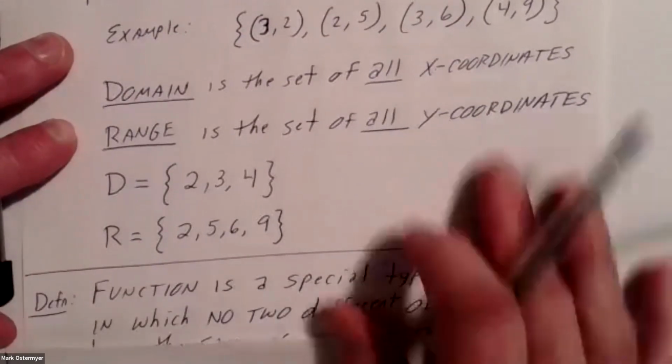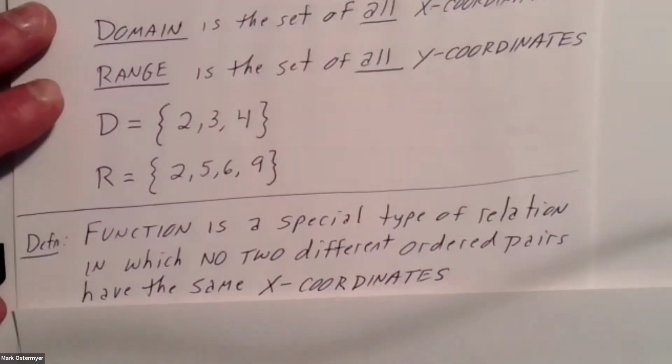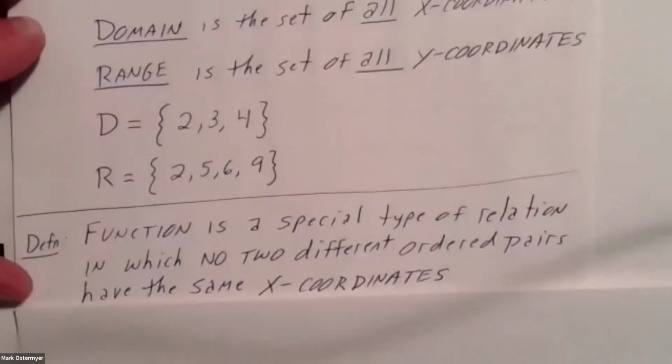All right, what's a function then? Well, a function is a special type of relation in which no two different ordered pairs have the same x coordinates. So a function is a relation in which all x coordinates of all ordered pairs are unique. No repeats, no repeated x coordinates. If you have two unique points in a relation that have the same x coordinates, then your relation is only a relation. It's not a function. So a function is a special type of relation. No duplicate x coordinates.